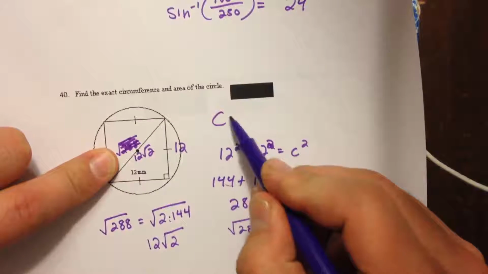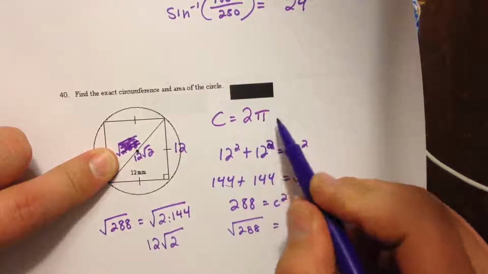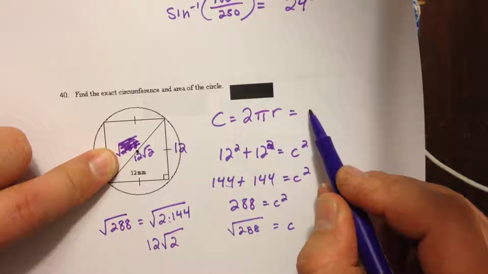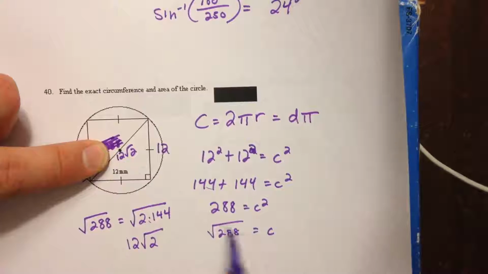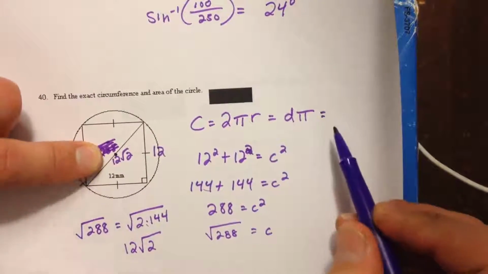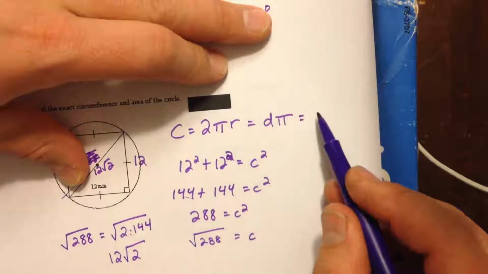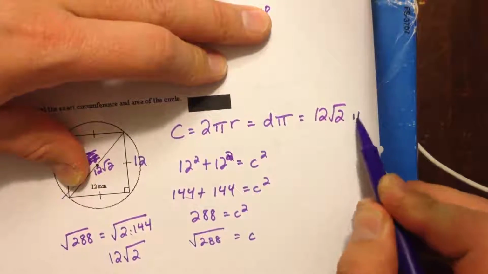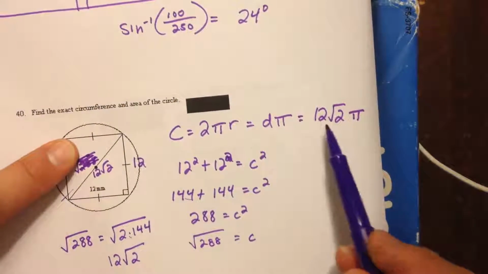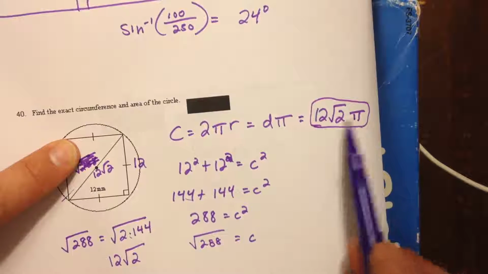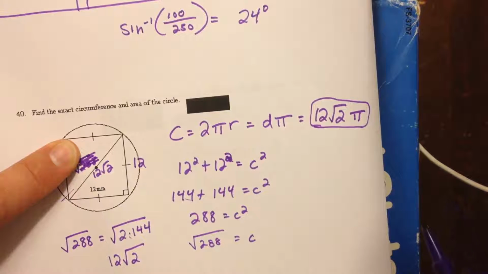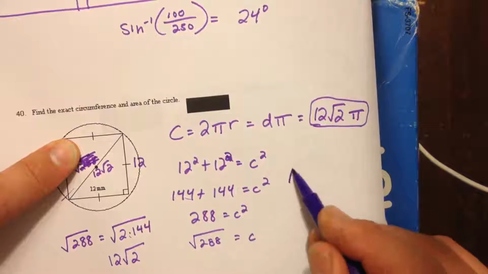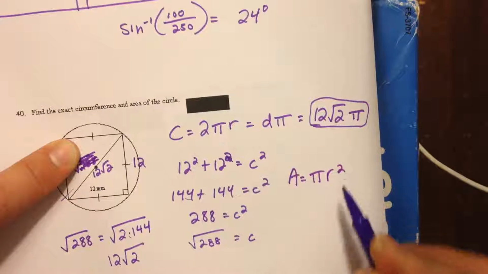Now, circumference is 2 pi r, or just diameter times pi. So since the diameter is 12 radical 2, really, for circumference, all I got to do is 12 radical 2 times pi. And what it means by exact is just leaving it like that. Because as soon as I multiply by 3.14 for pi, I have a rounded answer. So you're going to see an answer like that. That's the circumference.